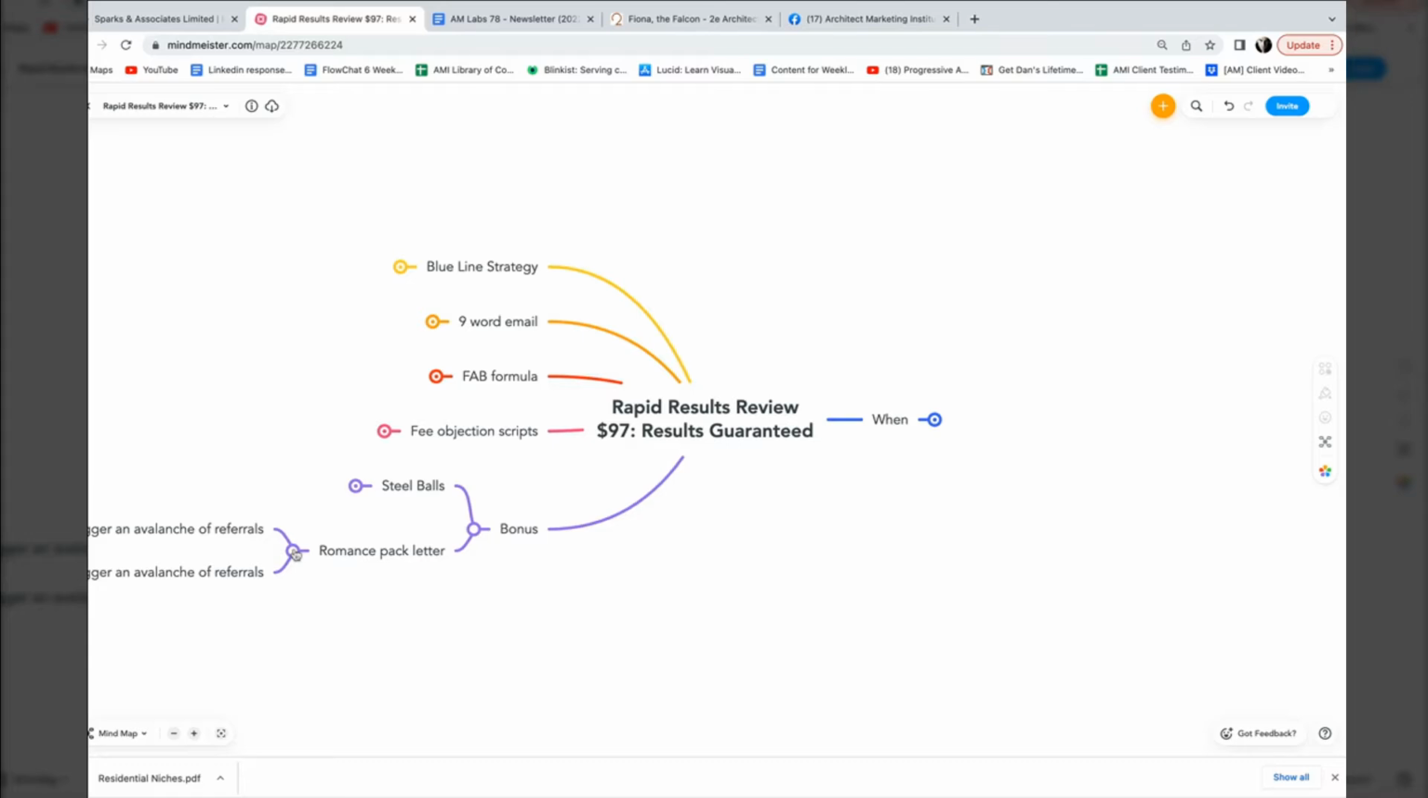Okay, so you send out this email or letter to your clients, your referral network, and it's written in a specific way. It's literally, once again, cut and paste. All you have to do is cut and paste, send it to people.